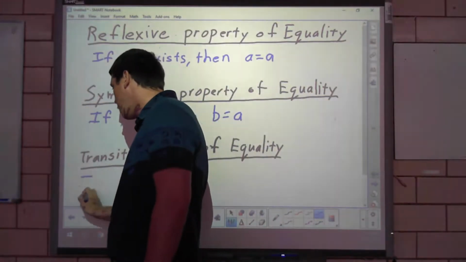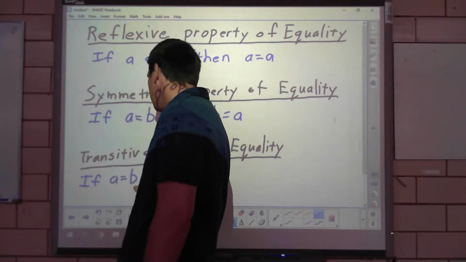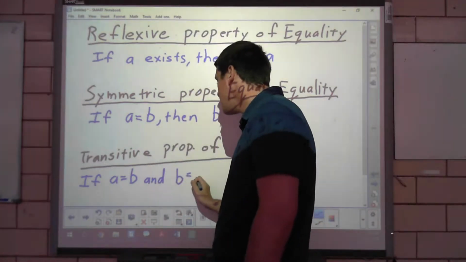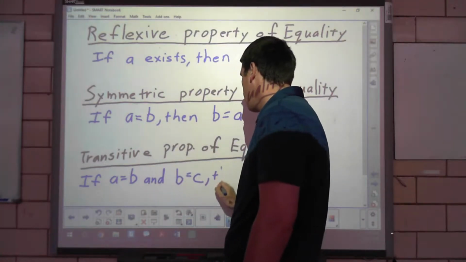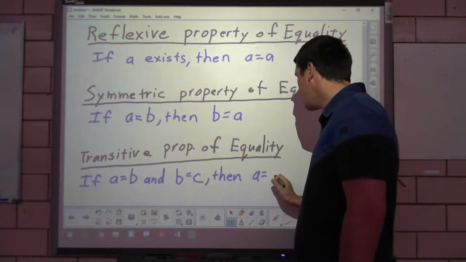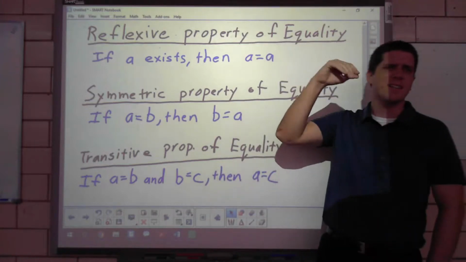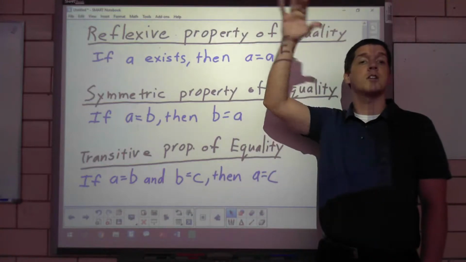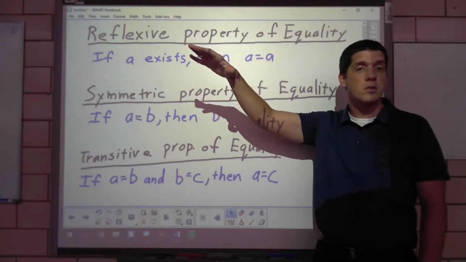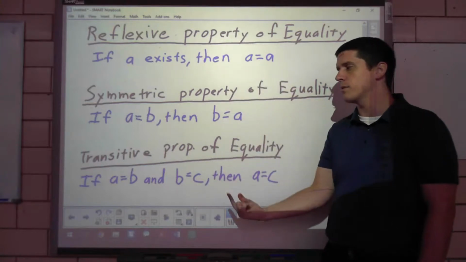So the transitive property states if A equals B and B equals C, then A equals C. Again, I use height because I think it's an easy thing. If I'm as tall as Mr. Snyder, and Mr. Snyder is as tall as Mr. Polakonis, well, that means that I'm as tall as Mr. Polakonis. That's what the transitive property says.